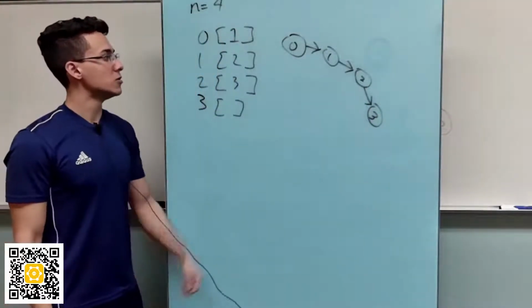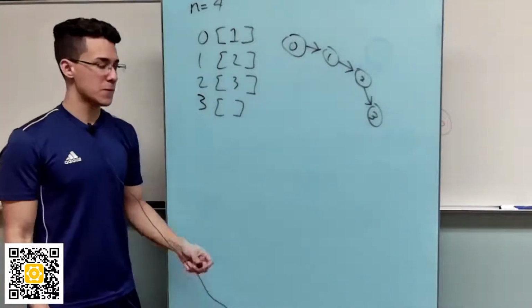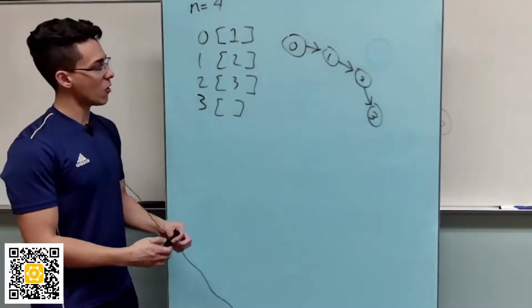So, yeah, 0 goes to 1, to 2, to 3. And that's the route you take. So can all of them be visited?